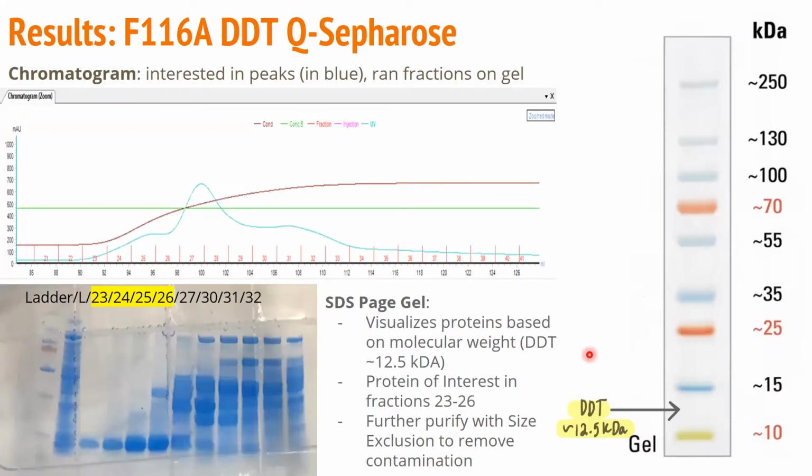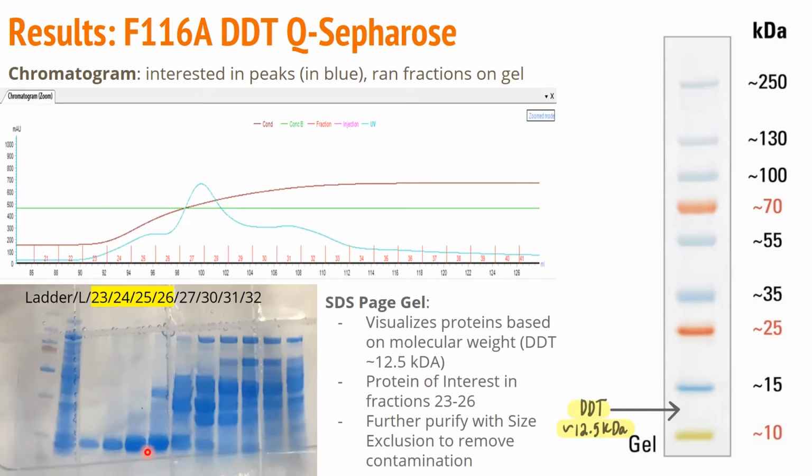And here are just some of my results. This is for the F116A DDT mutant, after running it through Q-Sepharose. Here on the chromatogram, I'm interested in the peaks shown in blue. So I ran these individual fractions on a gel. The gel pictured here below is a way to visualize proteins based on their molecular weight. We know that DDT is a 12.5 kilodalton protein, so based on this ladder, we knew that our protein of interest was here in fractions 23 to 26.